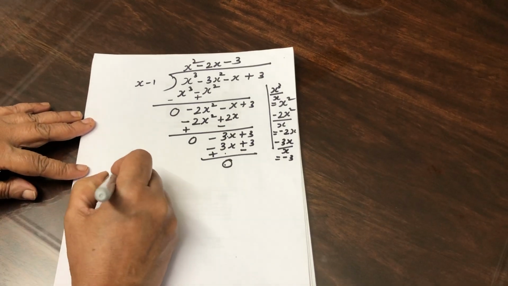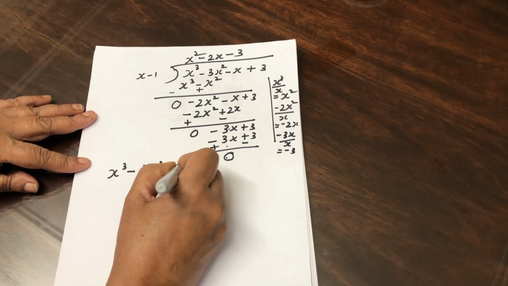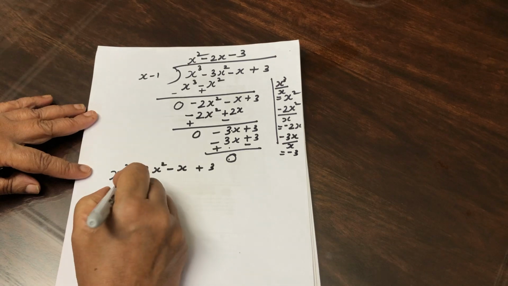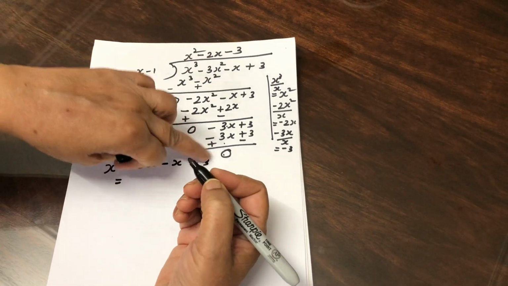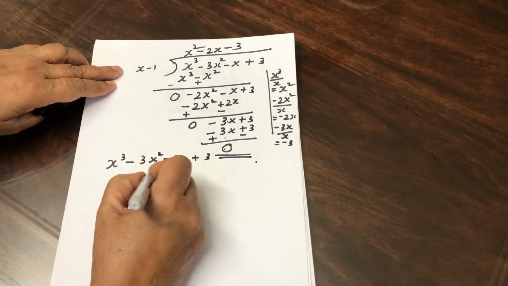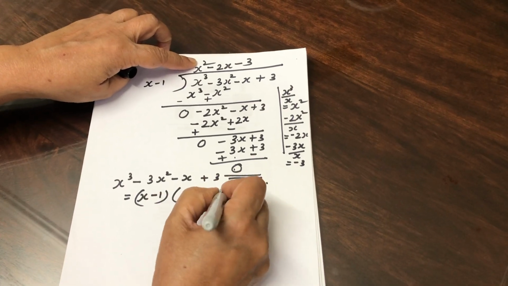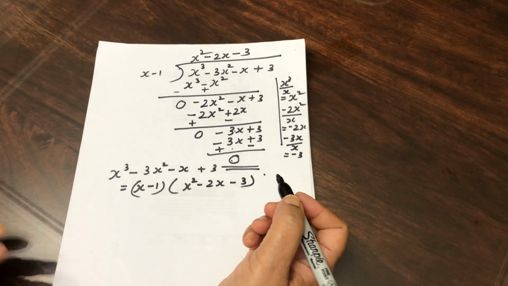So I am going to write down x cube minus 3x squared minus x plus 3. This is our dividend. What is dividend? Dividend is divisor into quotient plus remainder. So it is divisor x minus 1, quotient is x squared minus 2x minus 3. Since the remainder is 0, you don't write it.